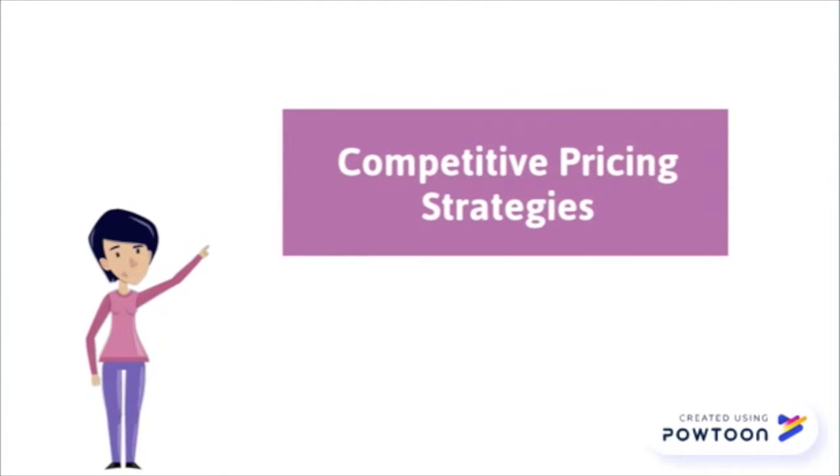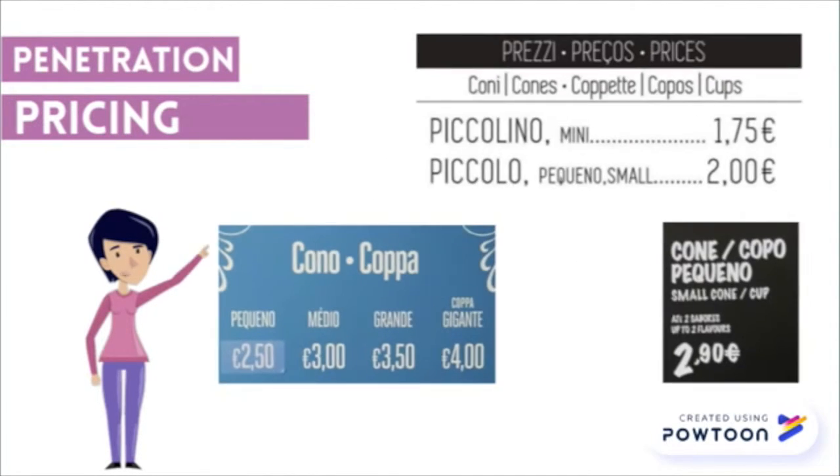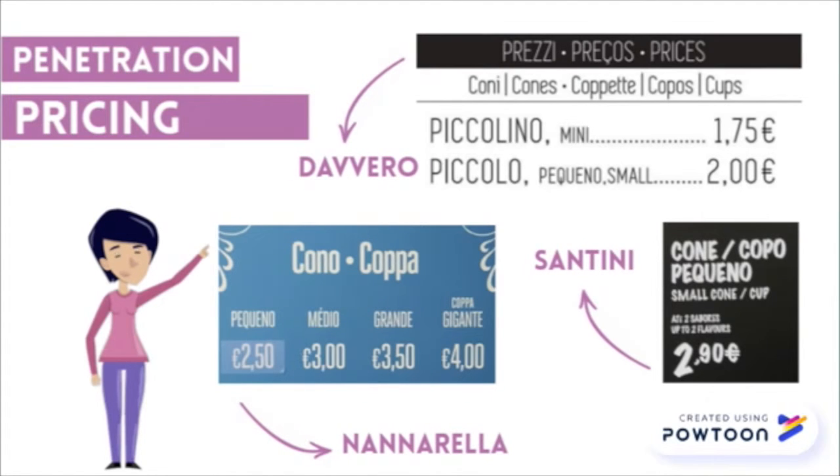Now let's move to another group, competitive pricing strategies. Here, what really matters is the competitive position of the firm and how to take advantage of that. Penetration pricing occurs when the price set is below competitors' price in the same market, due to being a new participant. As an example of a recent entrant in the ice cream market, Devero set its price to €2, which is way below the price of its competitors, like Nanarella, €2.50 or Santini €2.90.